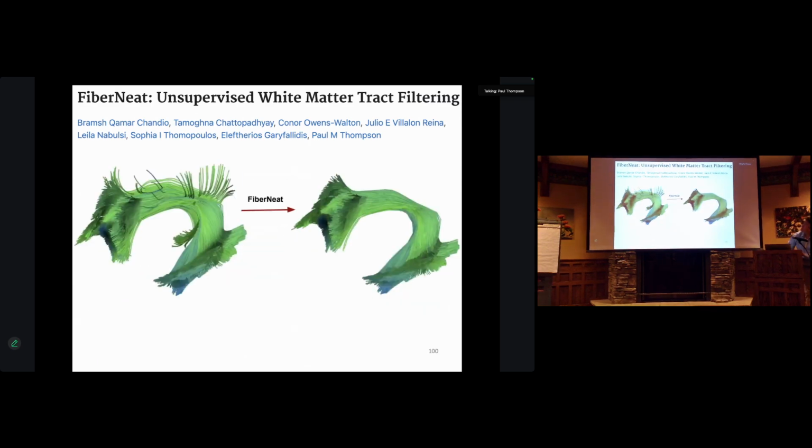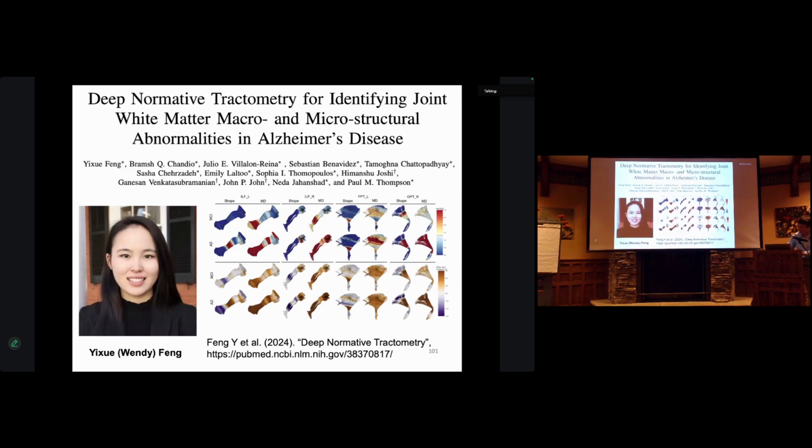And you can use these for unsupervised white matter tract filtering. You could also use the generative model as an abnormality detector. This is Wendy Fan. She said, I know we've been tidying up streamlines using autoencoders, but the latent space is a generative model. You can score streamlines.